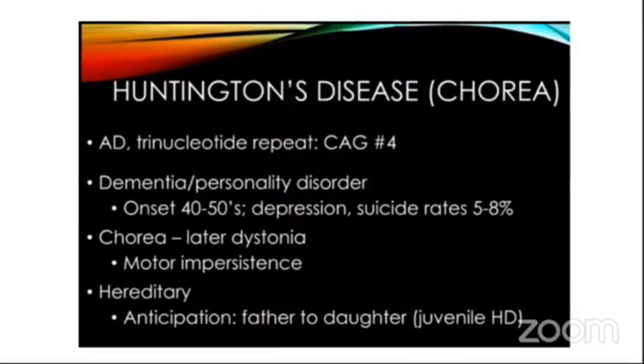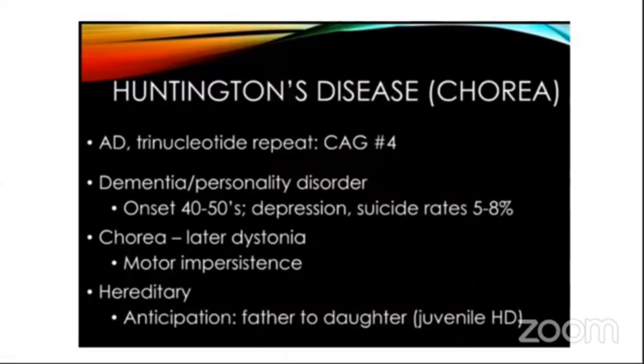The prototype of chorea is Huntington disease. You all know it's an autosomal dominant disease with trinucleotide repeat expansion of CAG. And we know when there is a trinucleotide repeat expansion, there should be anticipation. That means the next generation will develop this disease at an earlier age than the previous generations. This is called anticipation, and it is very common in trinucleotide repeat expansion.